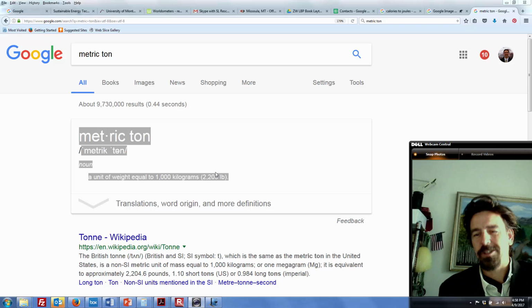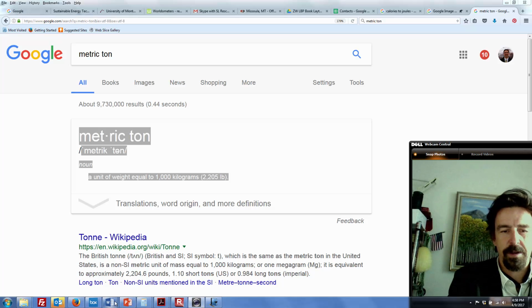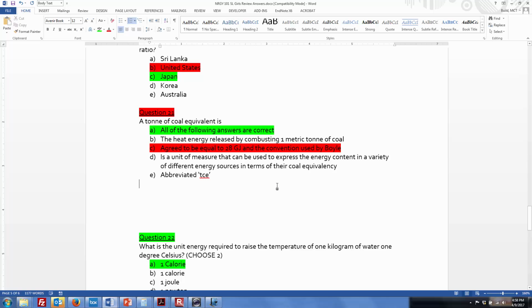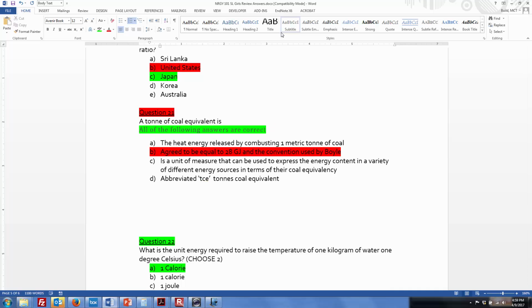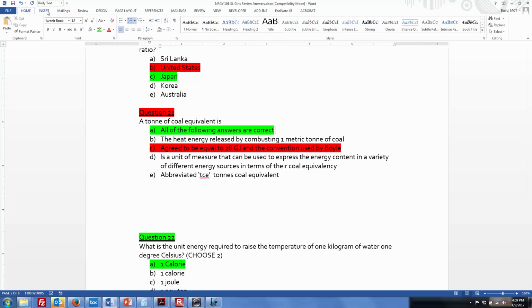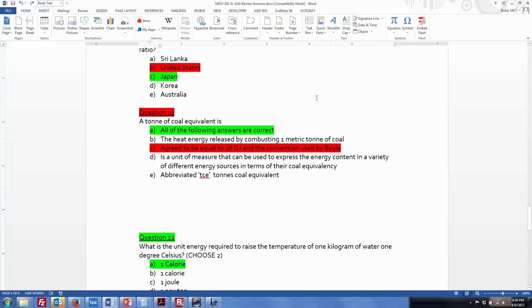Okay, that's good to know. Very good to know. And also TCE is tons coal equivalent. Okay, so all of the answers are correct. Insert check mark.